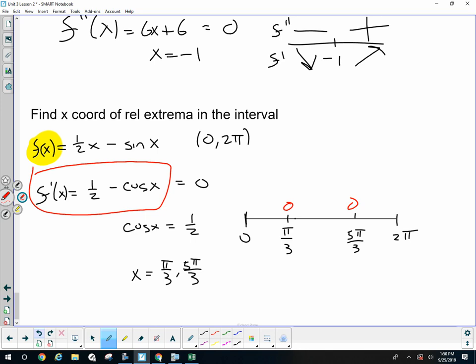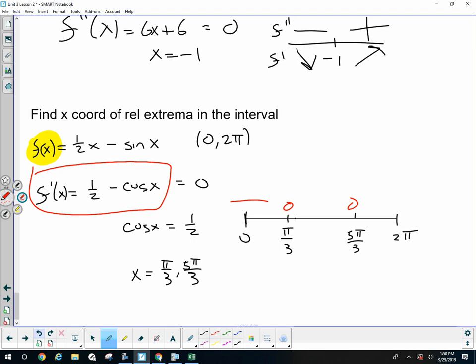Now, again, why don't we plug in 0? Cosine of 0 is 1. 1/2 minus 1, negative. Since that's negative, I know everything's negative. You could also have done pi over 6. Cosine of pi over 6 is root 3 over 2. 1/2 minus root 3 over 2. Root 3 is bigger than 1, so 1/2 minus root 3 over 2 is also negative.